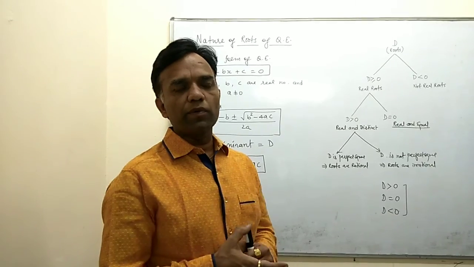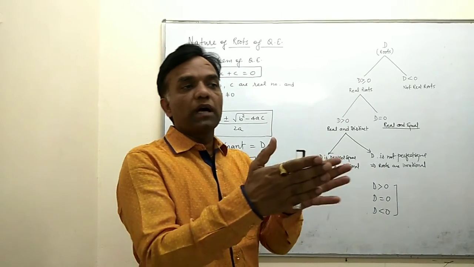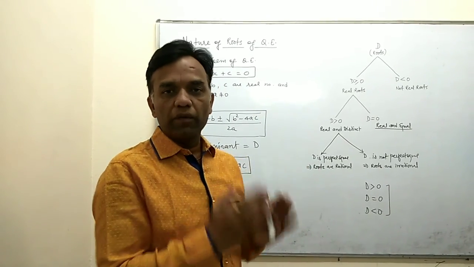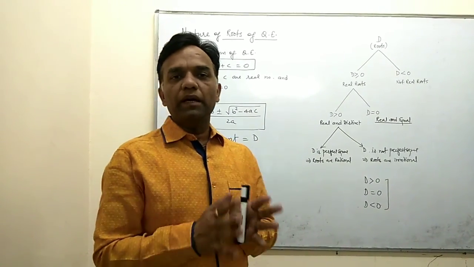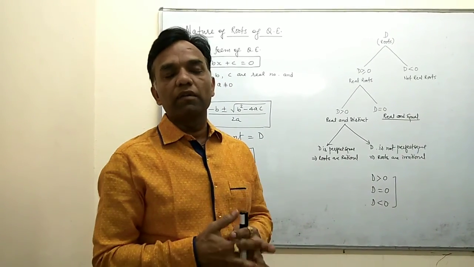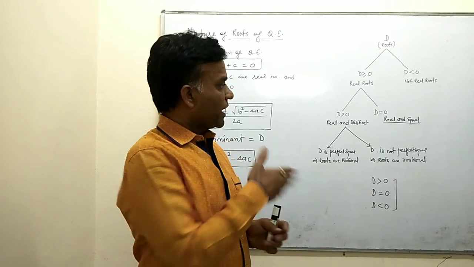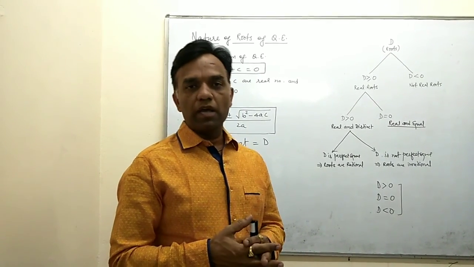Suppose you have a quadratic equation with one unknown term, and you are asked to find the unknown term if the roots are equal, if the roots are rational, if the roots are irrational, or if the roots are not real. A condition is given, and with that condition you find the unknown term. So now here we have some examples related to the nature of roots of the quadratic equation.